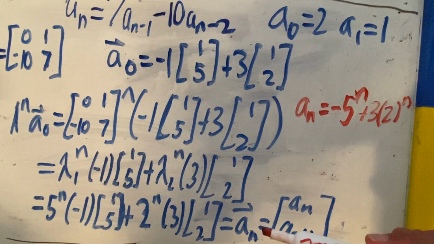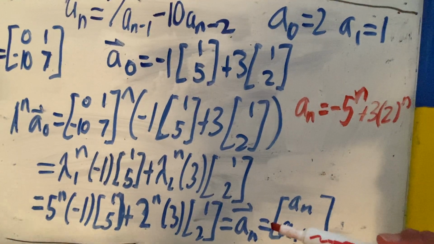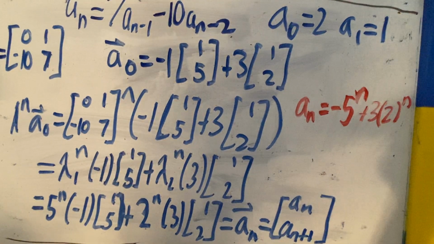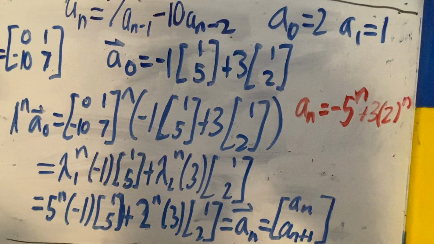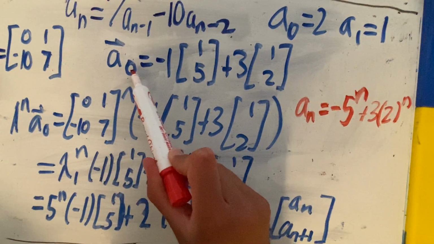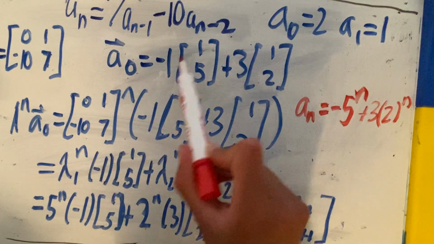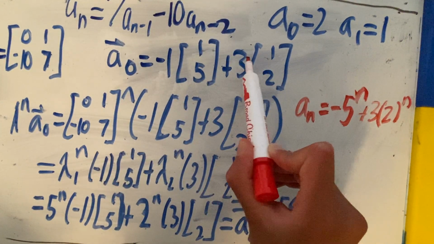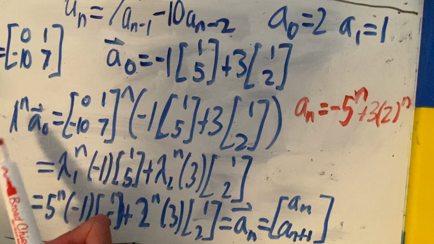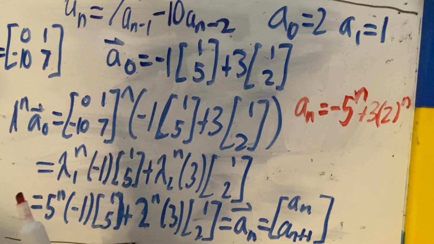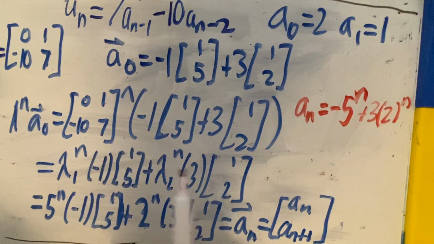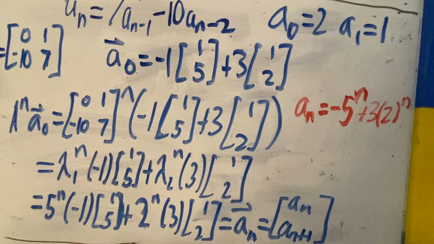Obviously, this method is much more complicated, but it also allows you to see exactly where this method comes from. It's from writing the initial condition vector as a sum of eigenvectors, and then applying the recurrence relation matrix to that, and then the eigenvalues come out, and they're raised to the nth power. And that's why all this works.